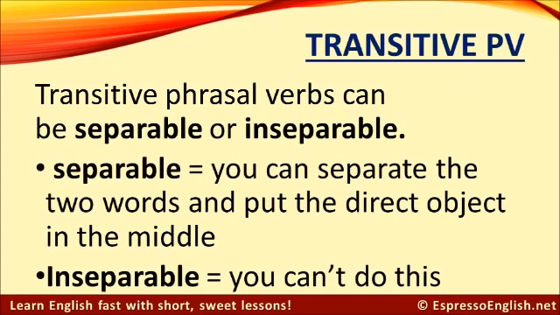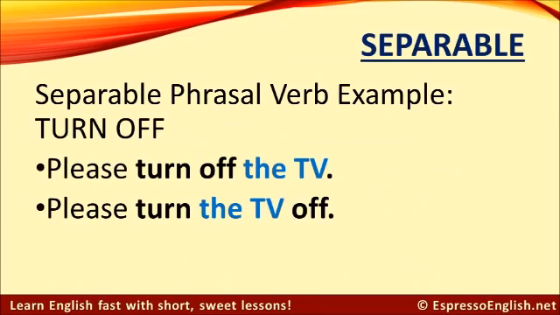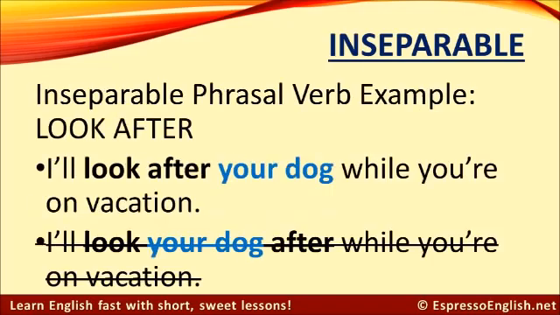Now there are 2 types of transitive phrasal verbs. They can be separable or inseparable. Separable means you can separate the 2 words of the phrasal verb and put the direct object in the middle. And for inseparable phrasal verbs, you can't do this. Here are some examples. Turn off is a separable phrasal verb. You could say, please turn off the TV, or please turn the TV off. Both ways are correct. But look after is an inseparable phrasal verb.